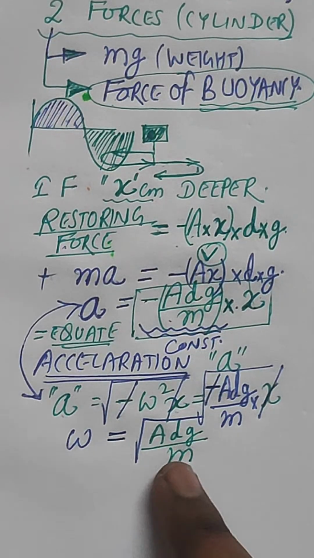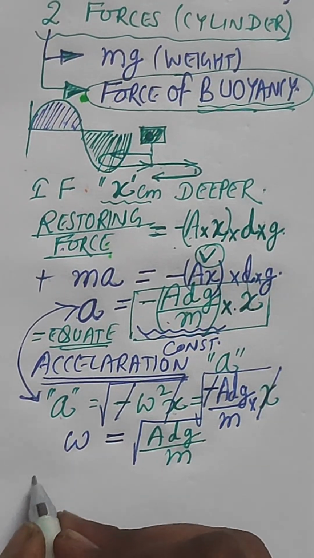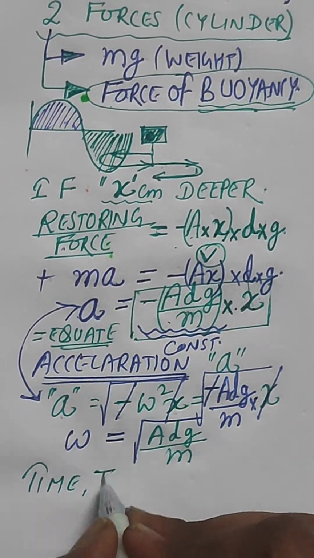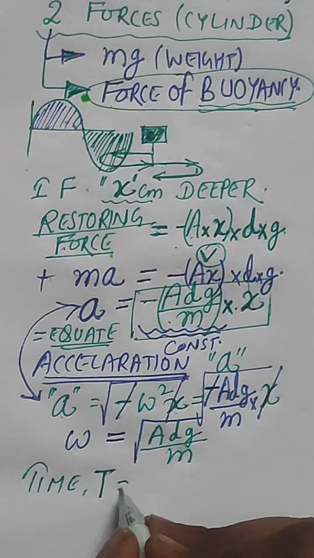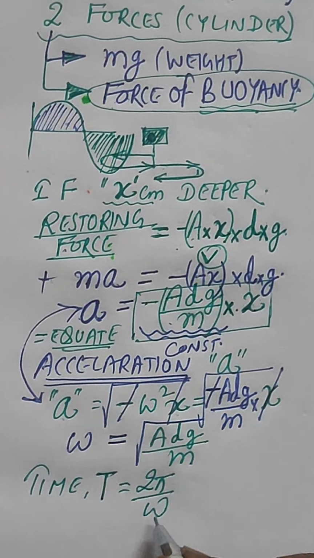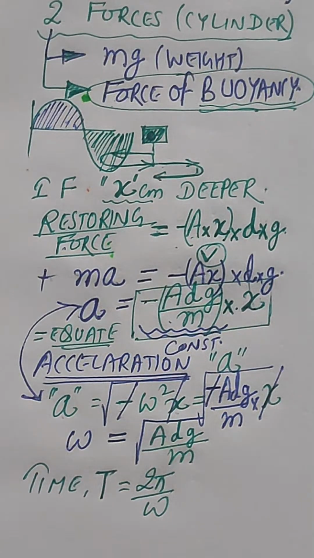Now the period of oscillation, the time period T, is given by T is equal to 2 pi by omega.